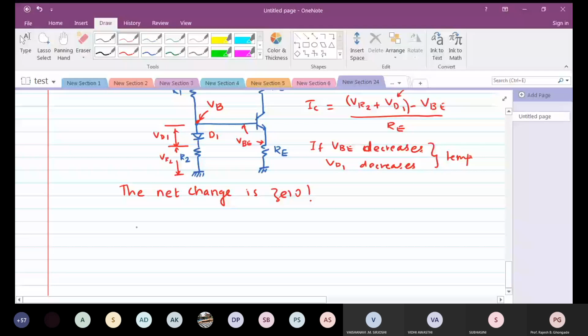But again, what is the basic requirement? This diode should be of the same material as that of this transistor. So you cannot use a germanium diode with a silicon transistor or vice versa. If it is a silicon transistor, you have to use a silicon diode itself. Is that clear to all of you?